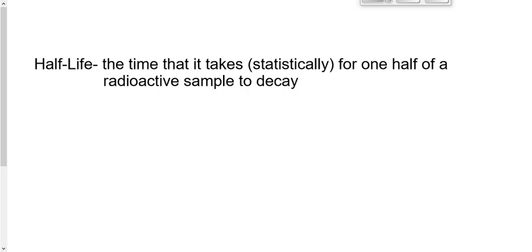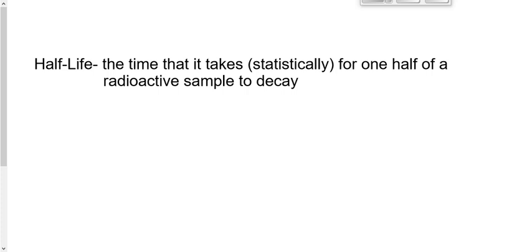Half-life is the time that it takes for 1/2 of a sample to decay. In other words, how long does it take a kilogram of uranium-235 to decay into 500 grams of uranium-235? Or how long does it take 1,000 carbon-14 nuclei to decay into 500 nuclei of nitrogen-14?